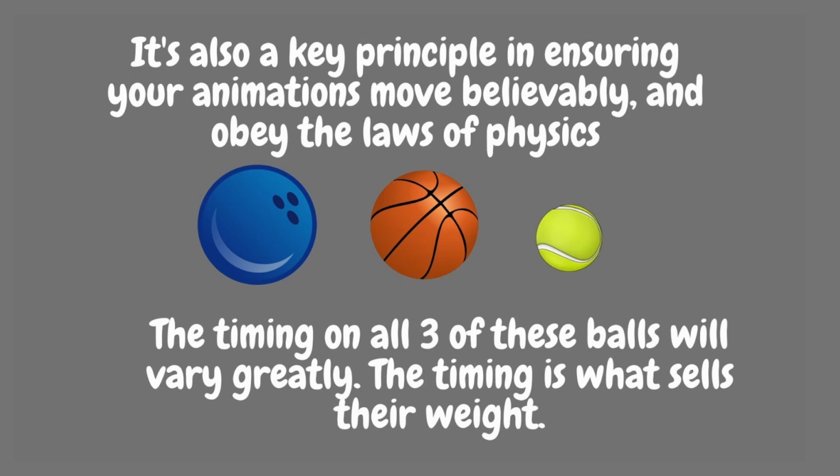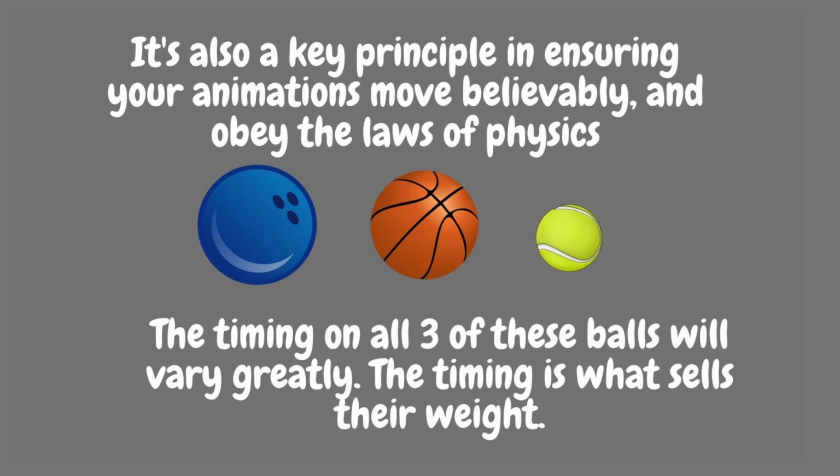Timing is also a key principle in ensuring your animations move believably and obey the laws of physics. Looking at these three objects here, we have a bowling ball, a basketball, and a tennis ball, and the timing on all three of these balls will vary greatly because it's the timing that really allows you to sell the weight. Obviously, the bounces for the tennis ball are going to be a lot faster than something like a bowling ball, and there are going to be a lot more bounces with the tennis ball as well. But timing is really important for making your objects feel heavy or light, and adds a lot of believability to your animations.